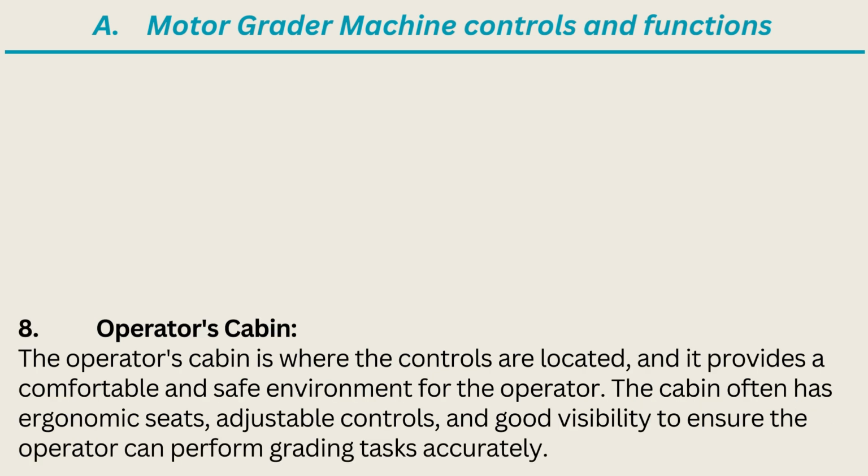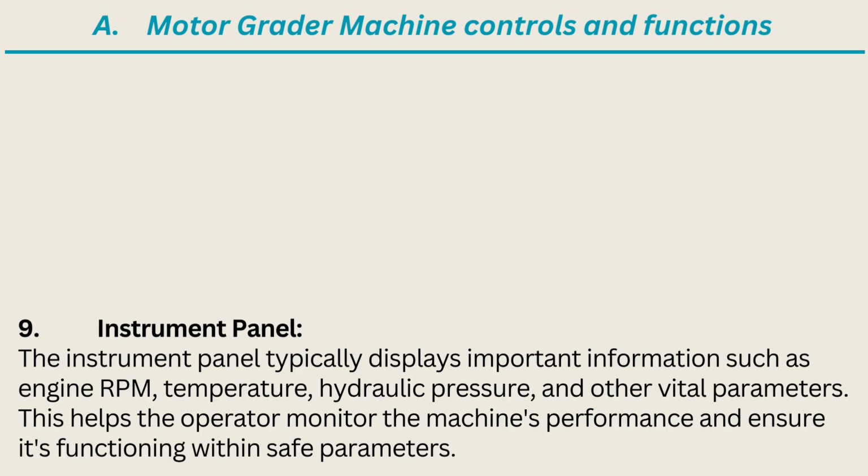8. Operator's cabin. The operator's cabin is where the controls are located, and it provides a comfortable and safe environment for the operator. The cabin often has ergonomic seats, adjustable controls, and good visibility to ensure the operator can perform grading tasks accurately. 9. Instrument panel. The instrument panel typically displays important information such as engine RPM, temperature, hydraulic pressure, and other vital parameters. This helps the operator monitor the machine's performance and ensure it is functioning within safe parameters.